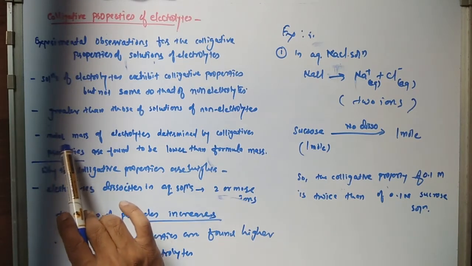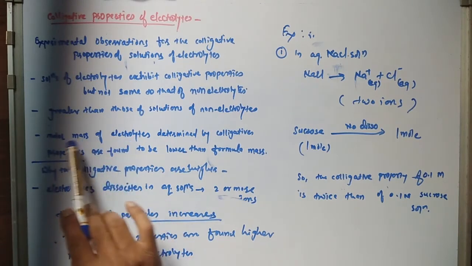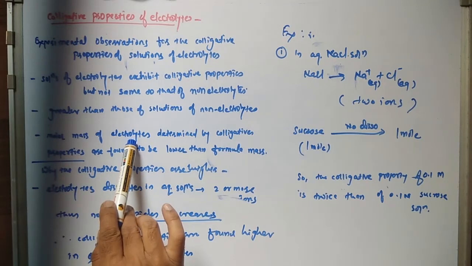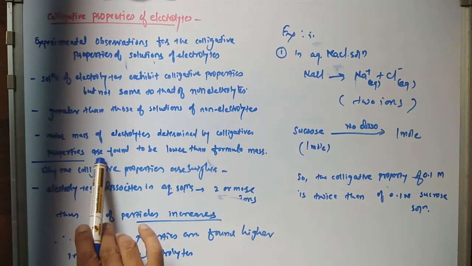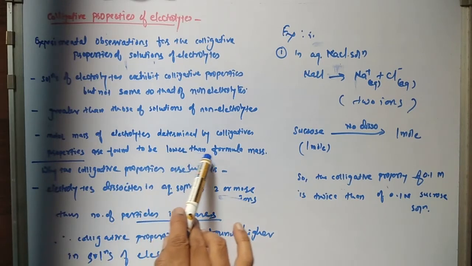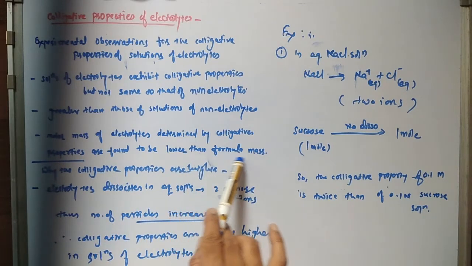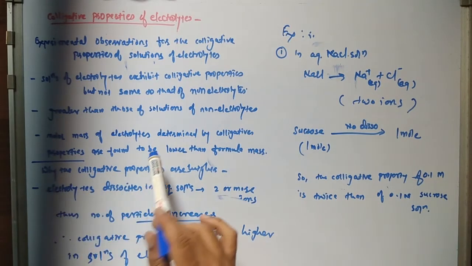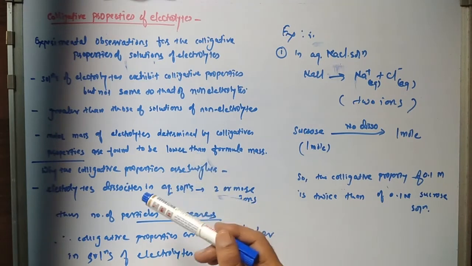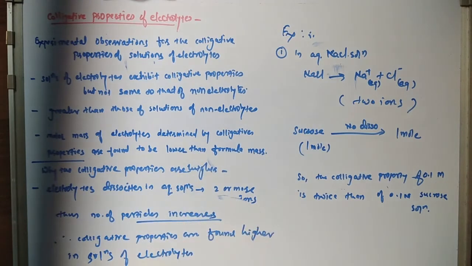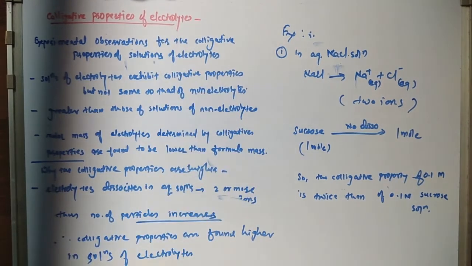Moreover, the molar mass of electrolytes in aqueous solution, determined by the colligative properties, is found to be lower than the formula mass, or molecular mass. These are the observations drawn experimentally for the colligative properties of the solutions of electrolytes.